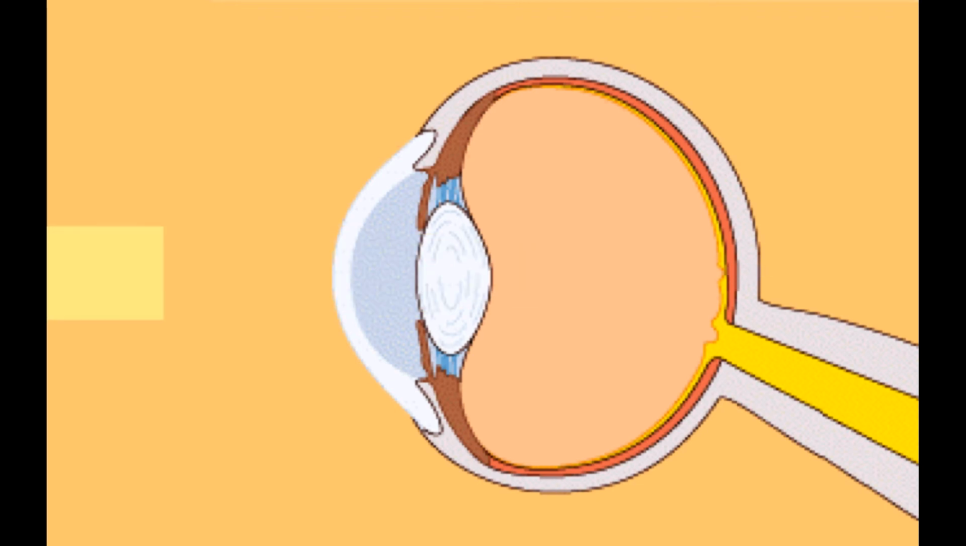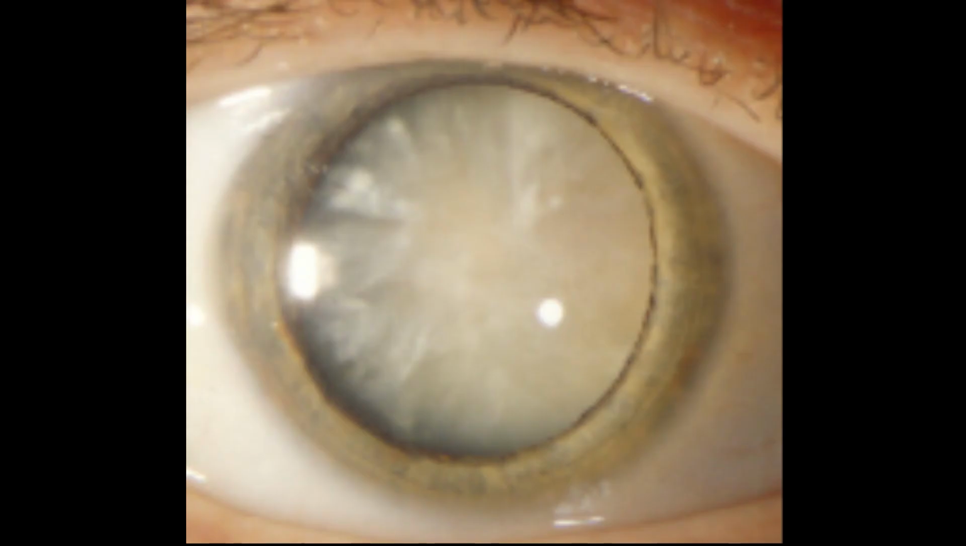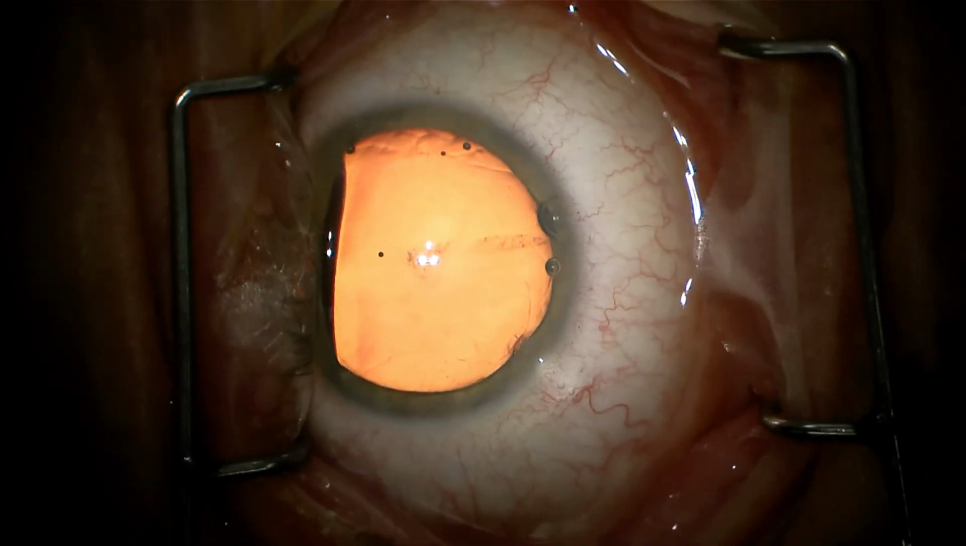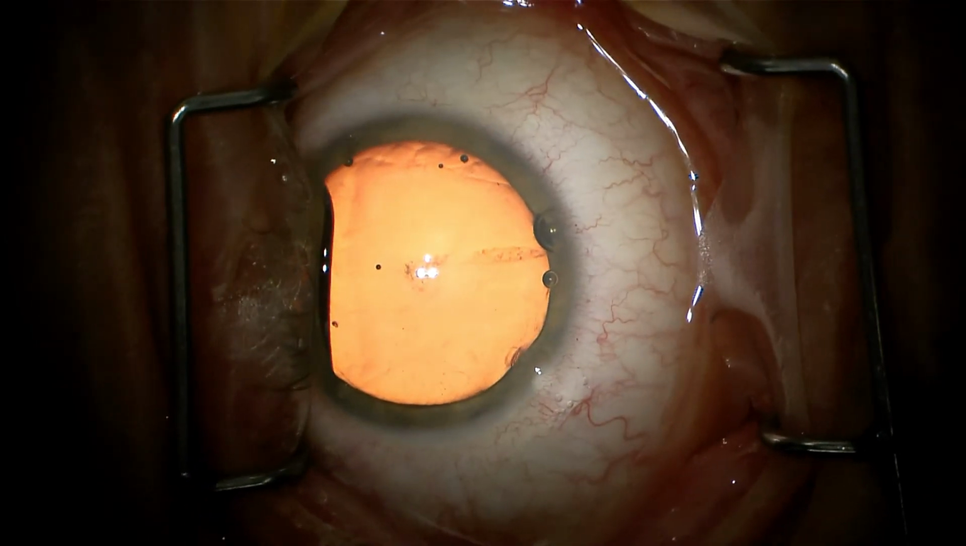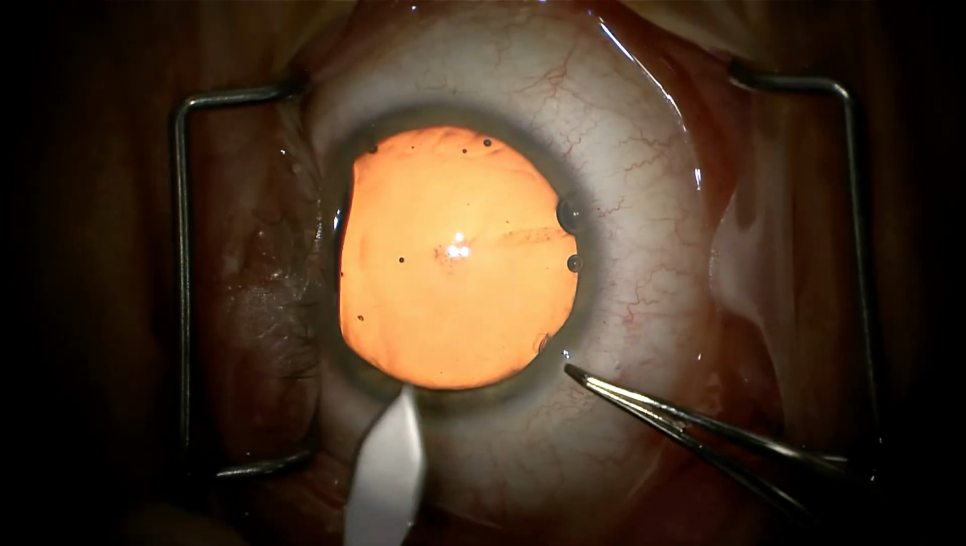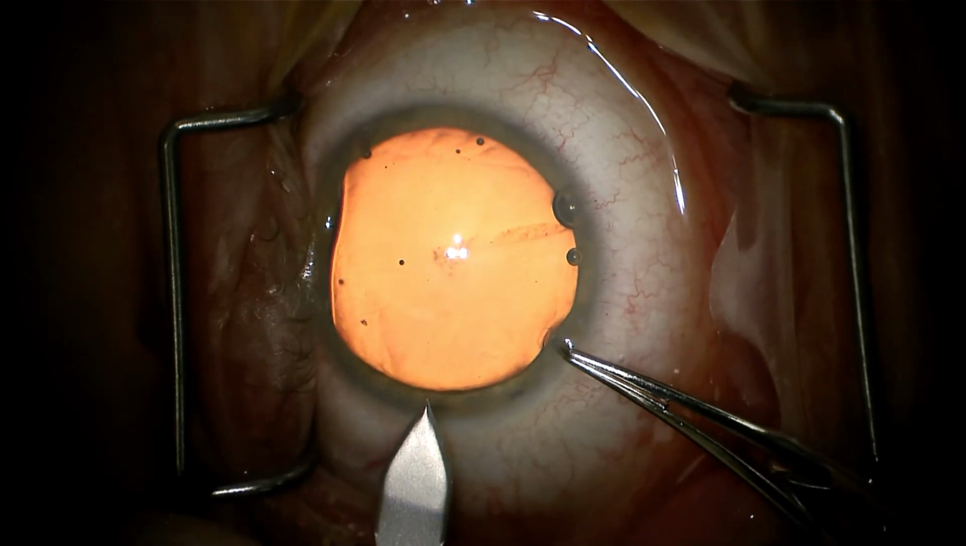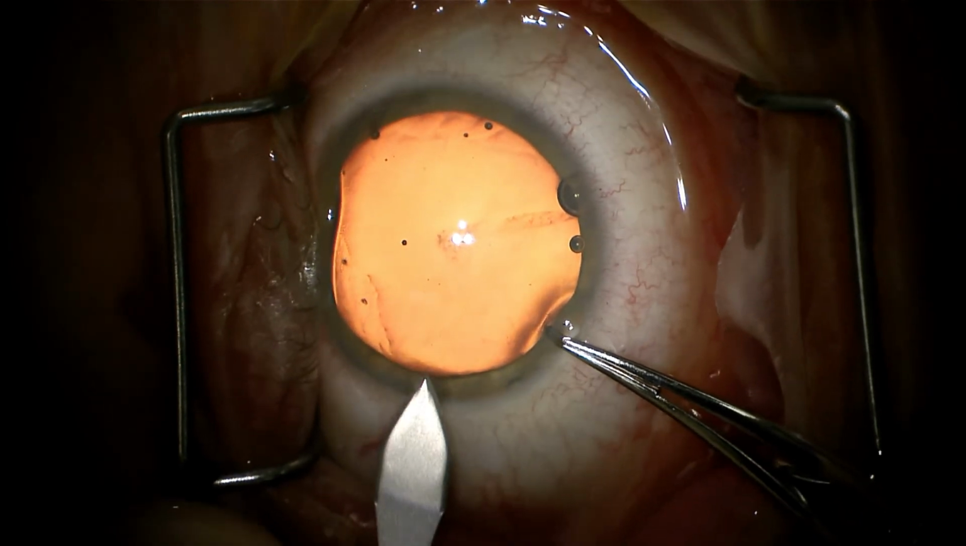An example would be cataract, which is an opacified lens. It interferes with clear transmission of light to the retina and causes blurred vision. As a result, optical correction will not provide distinct vision. Surgery will be necessary to remove the lens and replace it with a transparent lens implant. Watch how the surgeon does this.